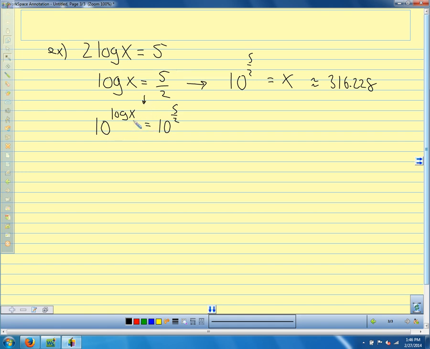And 10 to the log x is just x because they're inverse functions. So x equals 10 to the 5/2. So we can think of it either way. Either rewrite it in exponential form, or we can think of raising 10 to the power of both sides. We call this exponentiating both sides.